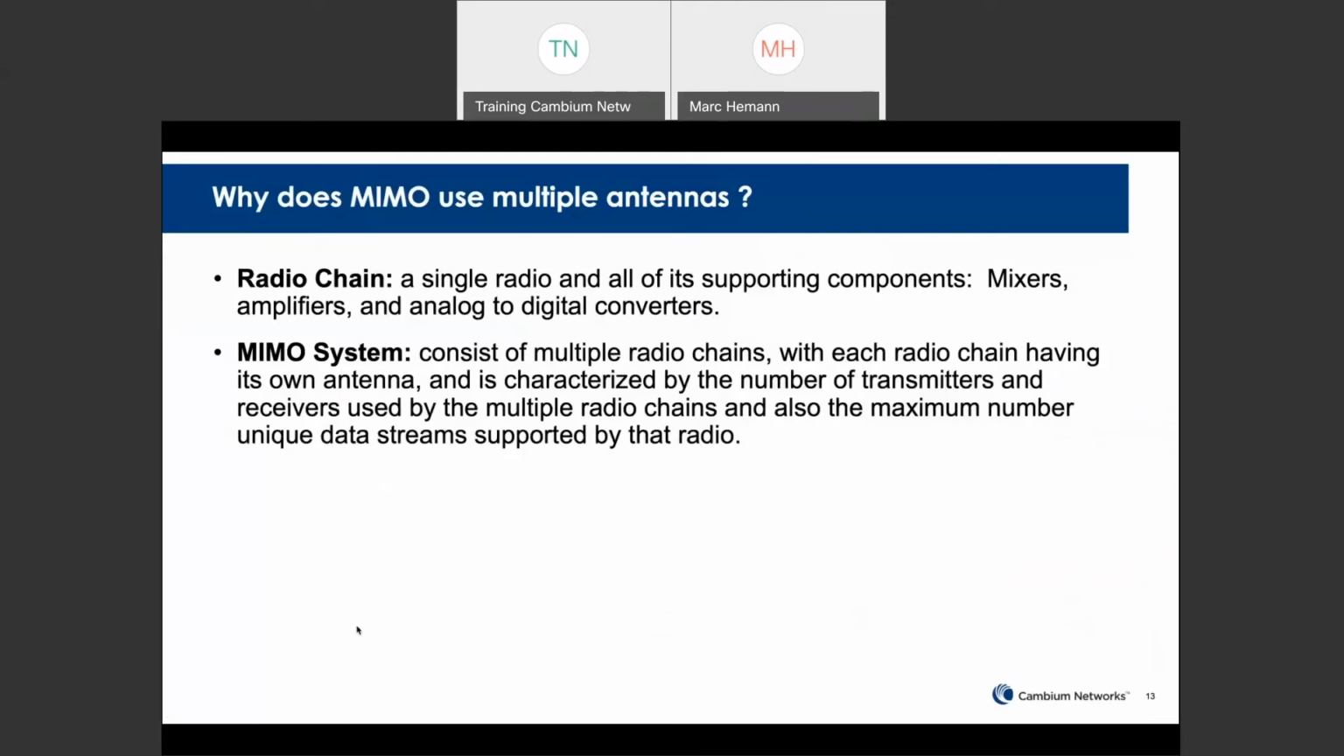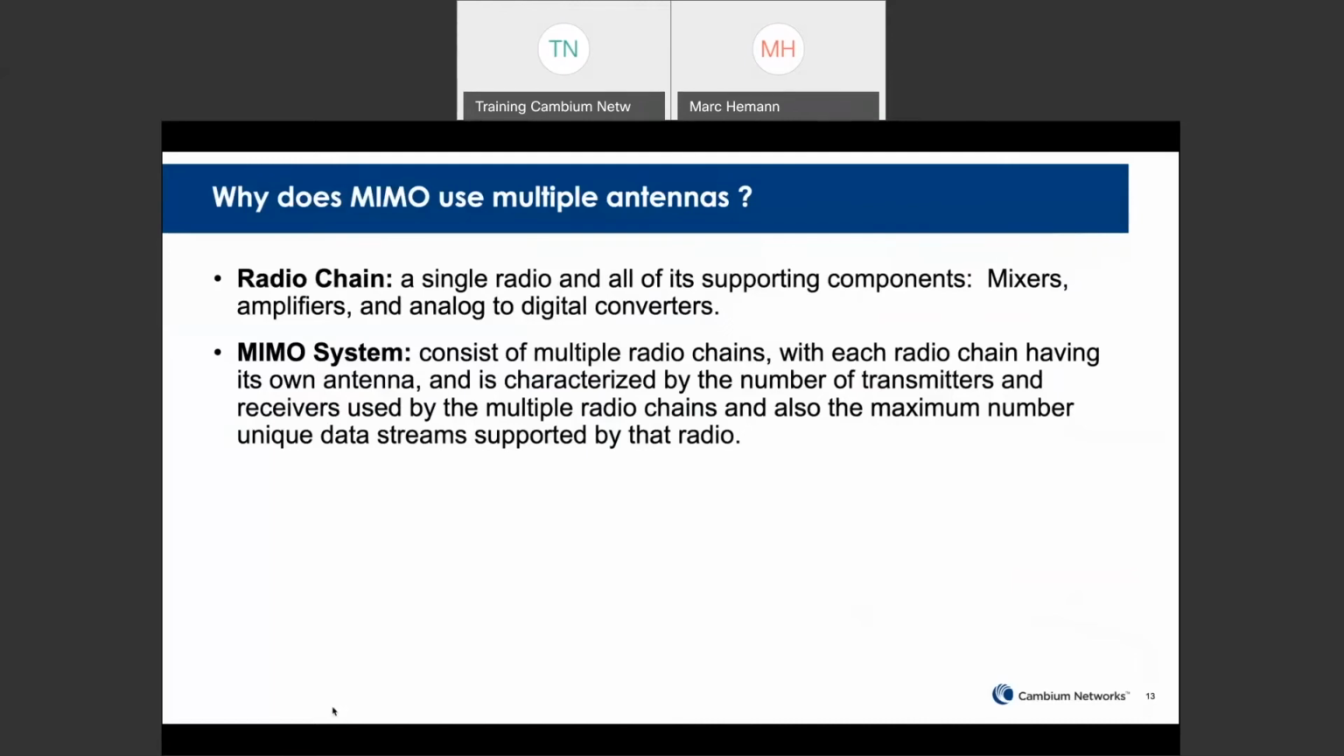As I've already mentioned, legacy 802.11 radios transmit and receive RF signals using a single antenna. This is known as SISO, single in, single out. SISO systems use a single radio chain. A radio chain is defined as a single radio and all of its supporting components, mixers, amplifiers, and analog to digital converters. A MIMO system consists of multiple radio chains, with each radio chain having its own antenna.